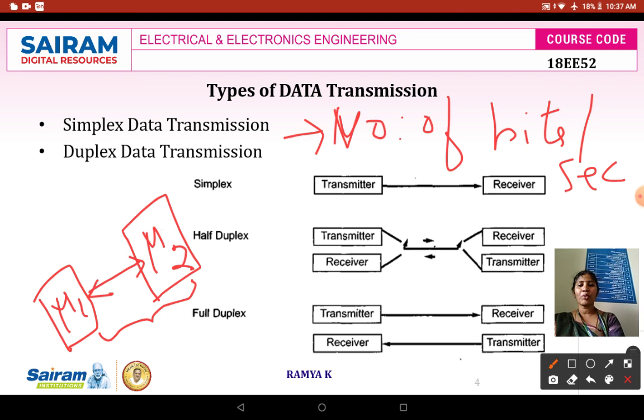The importance of baud rate is, suppose I wanted to operate two microprocessors and share information between them, first I need to match the baud rate between these two microcontrollers or microprocessors. Otherwise, the communication will not occur.